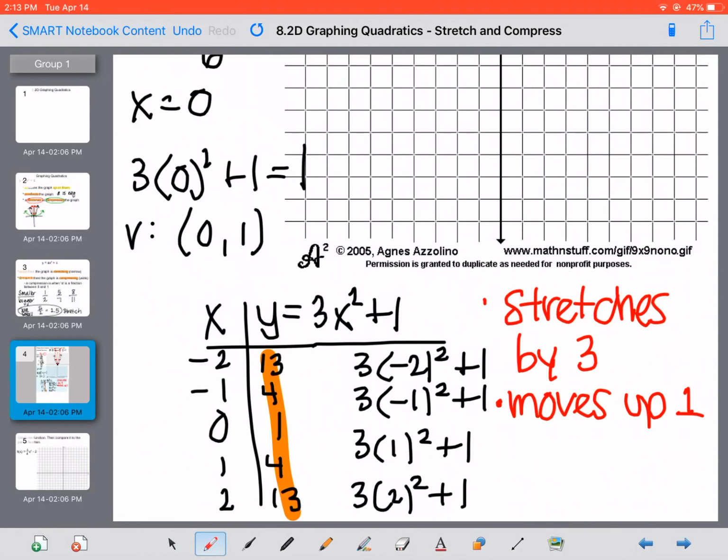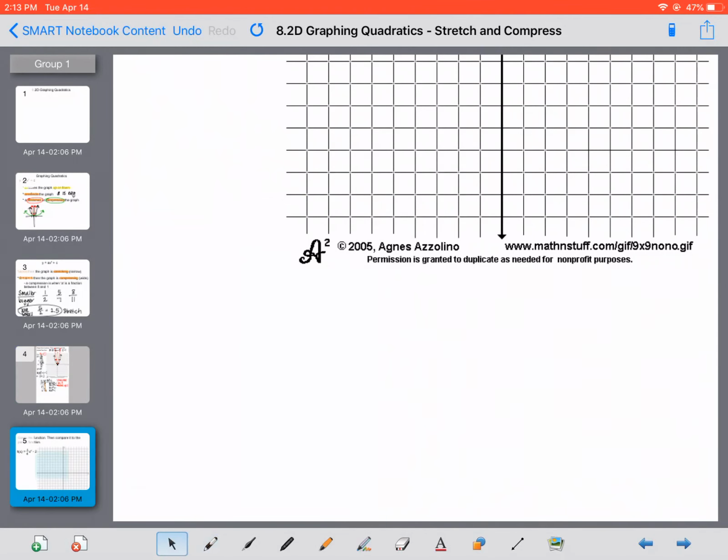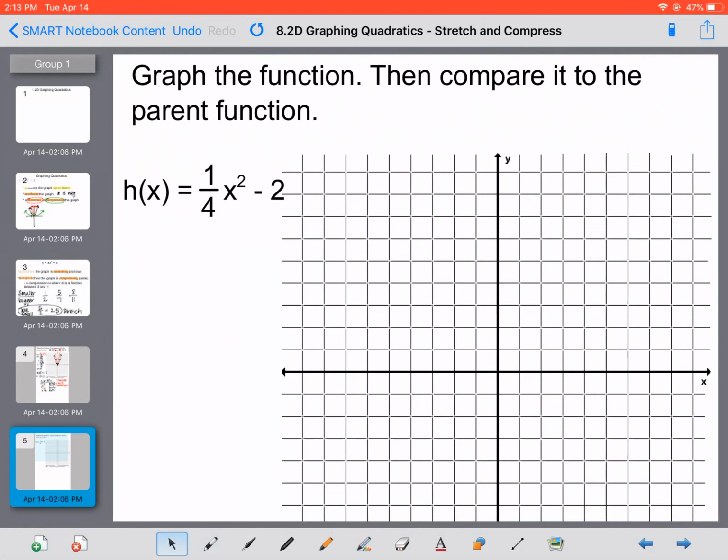Let's look at another problem. Okay, so we have 1/4 x squared minus 2. What's nice is we know that what's going to happen to our parent function is based on the numbers in our problem, which is the 1/4 and the minus 2. Well, this minus 2 is going to tell us we're going to go down 2 because that's what the C value tells us. Our C tells us if we're moving up or down. In this case, we're going down because it's a minus 2.